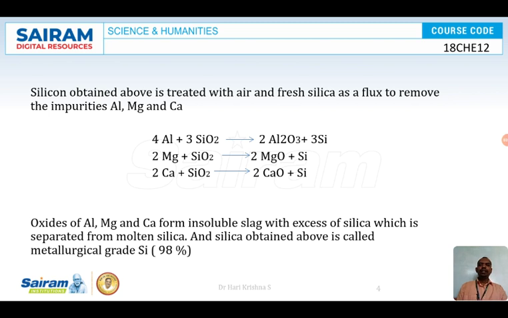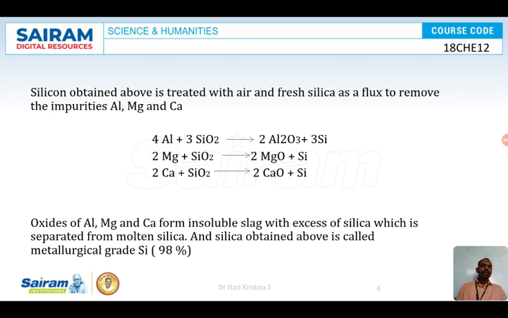We heat it. When we heat, if aluminium is present, it will get oxidized to alumina. If magnesium is present, it will get oxidized to magnesium oxide. If calcium is present, it will get oxidized to calcium oxide. It is not necessary that all three are present; sometimes any one may be present. If aluminium is present, it will be removed as alumina. If magnesium is present, it will be removed as magnesium oxide. If calcium is present, it will be removed as calcium oxide.